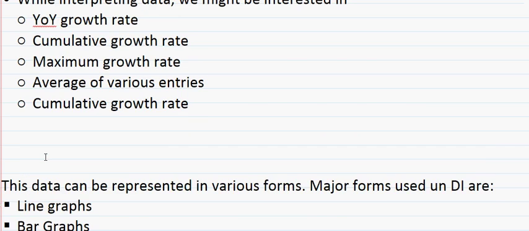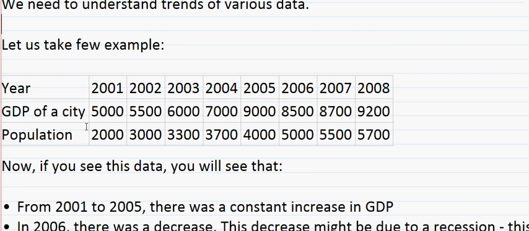The questions can be based on a table like this, or a mixture of a table and a graph, or a mixture of 2 graphs, and you have to construct and interpret the data accordingly and answer the questions. But these are the basic terminologies which we would be going to use: year-on-year growth, cumulative growth rate, average growth, right? Average GDP, for example, in this question, and all that stuff. And these are the parameters which are most frequently asked in the questions, right?